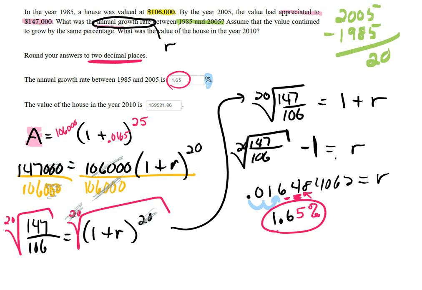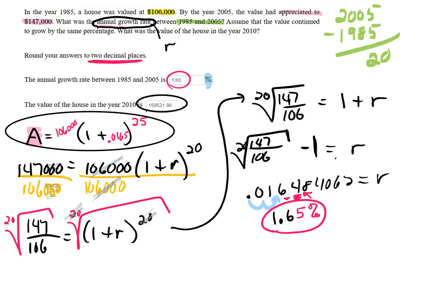So now to get the answer to the second part, I have to do this problem on my calculator. 106,000 parenthesis 1 plus 0.0165 close the parenthesis, raise it to the 25th power, and then when I round off, I got this number right here, 159,521.86.